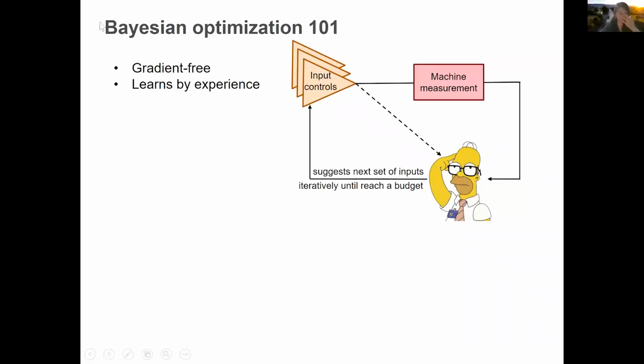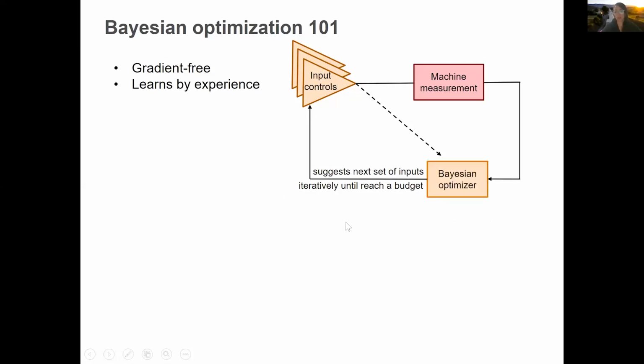Bayesian optimization is a gradient-free approach to optimize expensive-to-evaluate systems, and it learns by experience. So we have some input controls, we apply them on the machine, we look at the output, and then we think and suggest the next set of inputs to try on the machine. And like this, we go iteratively and tune the different knobs until we are happy with the results or until we reach a computational budget.